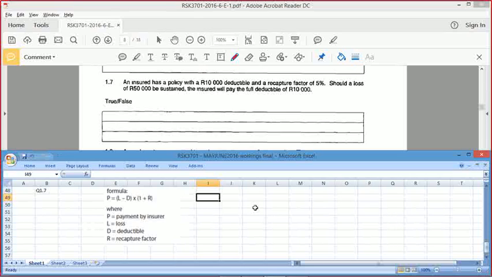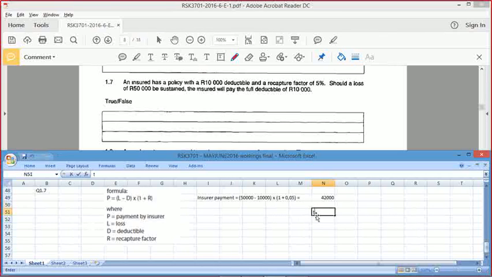Okay, so P is the payment by the insurer. So, insurer payment equals, open brackets, what was the loss? 50,000. Minus, what was the deductible? 10. Close brackets, times 1 minus, no, plus, it's 1 plus 0.05. Close brackets equals. Okay, if I calculate that on the calculator, I get an amount of 42,000.